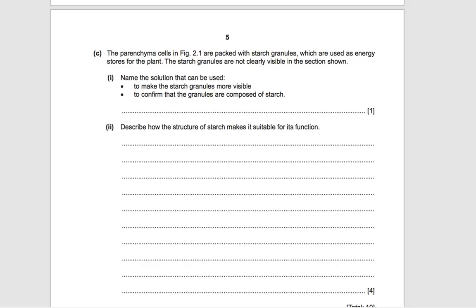And then describe how the structure of starch makes it suitable for its function. So there's two different macromolecules that make up starch. One of them forms an alpha helix, and that one is amylose. And then there's also amylopectin, which occasionally, when two glucose molecules form a different kind of bond, because of steric hindrance, it forms sort of a branch, so it looks more like that.